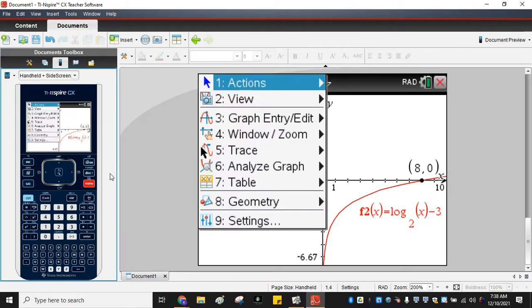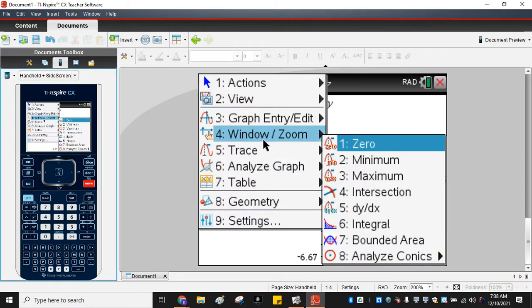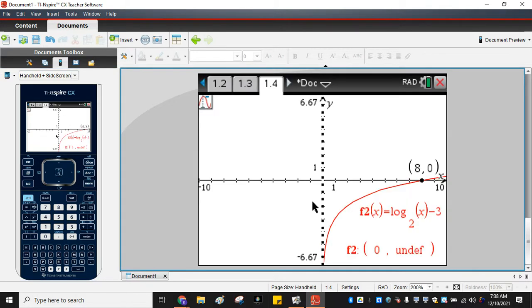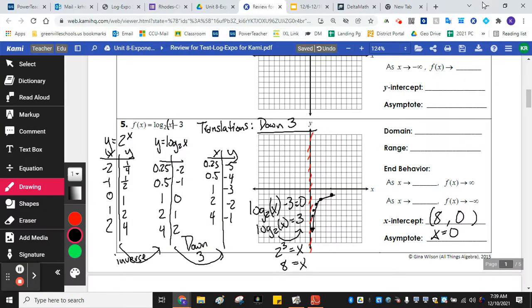And we can also do menu, trace, graph trace, and you can type in any number you want. So if you want to type in 0.25, you can, and it'll give you a point at -5. You can type in any point as long as you get 5 points on this graph. And make sure you have your x-intercept. So this is a 10 by 10, so 10, 9, 8. So it crosses over there.